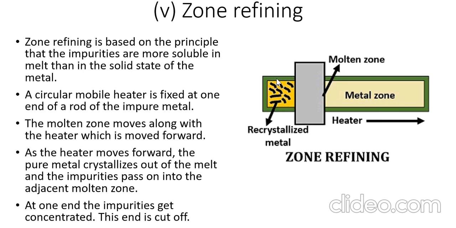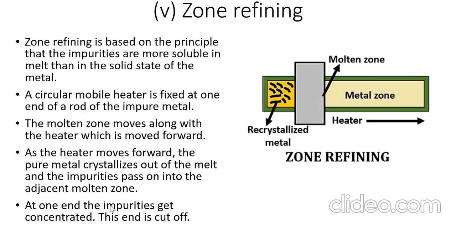So as you heat the metal below the melting temperature of the metal, the impurities must have become molten, isn't it? And you can use this circular mobile heater to move away the impurity. As you move away the impurity, because it is molten, you are leaving behind the pure metal, which later recrystallizes. So as you move the heater, you're moving away the molten impurity, leaving behind the what? The pure metal, which finally cools down, or what we call recrystallizes.